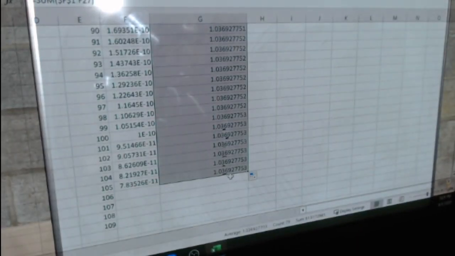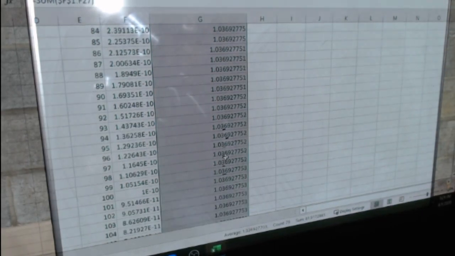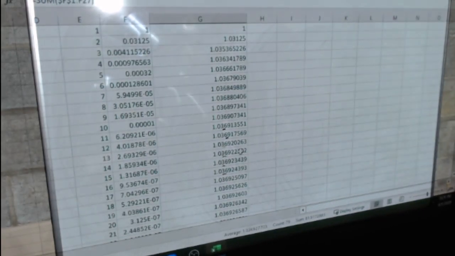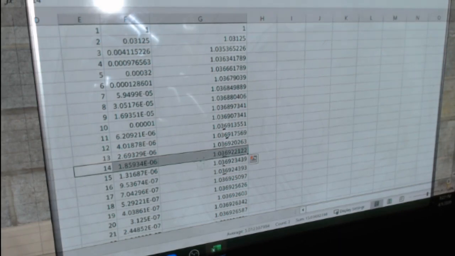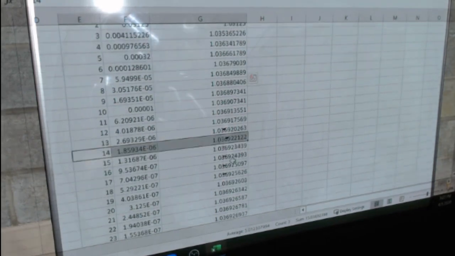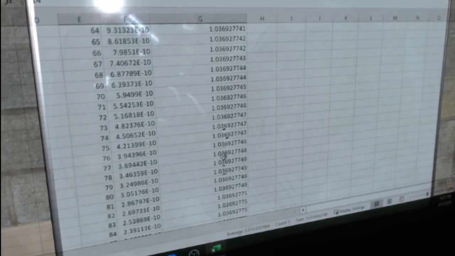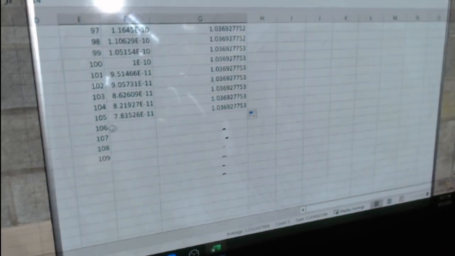Right, 1.03692. So the whole point of the problem that we did was that the first time we see that technically is at 13 terms, but it repeats for the first time at 14 terms. So we need no more than the first 14 terms to make the sum accurate to 5 decimal places, because from then on, I've calculated all the way up through 105, and it's still accurate to 5 decimal places.